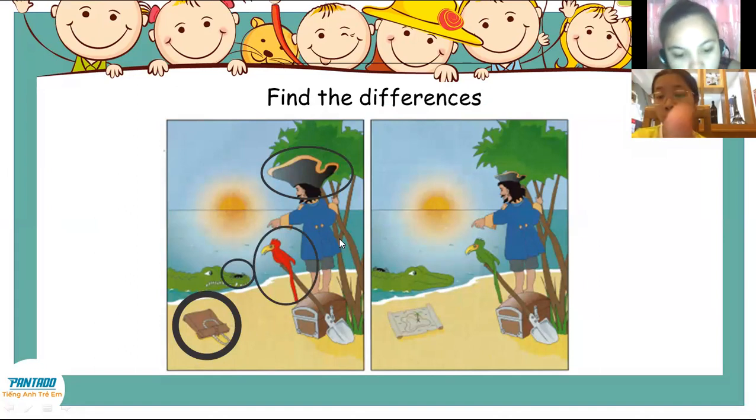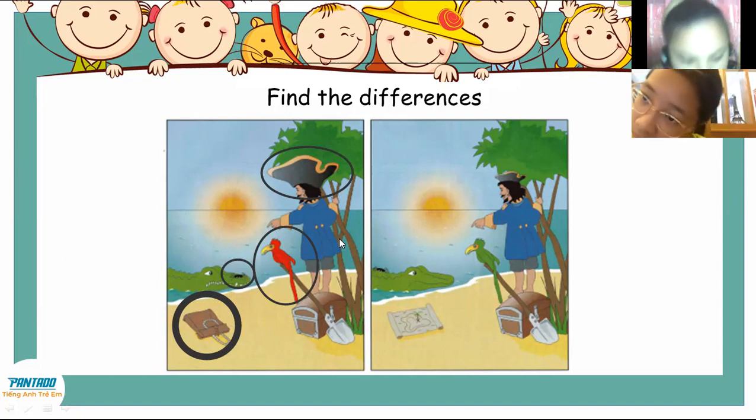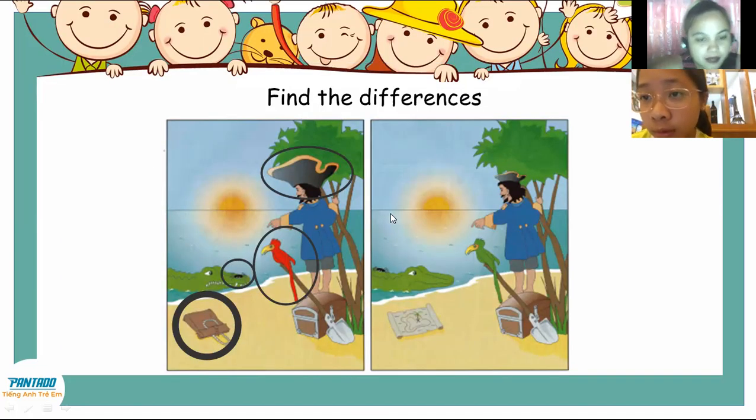I'm finished. Okay, so are there five differences? Yes. One, two, three. Oh, it's only four. Five. You have to give me five answers. I cannot see anything. You cannot see anything else? No. Okay, well, let us try answering. Okay, so explain your answer.